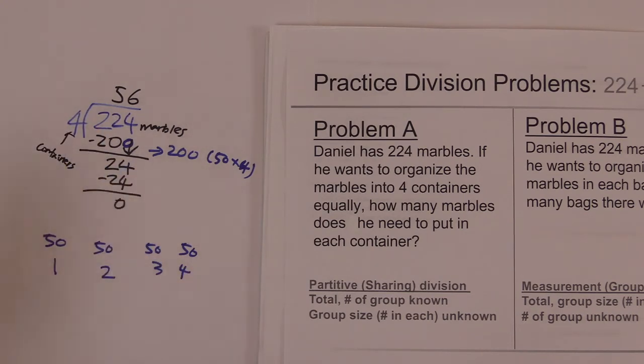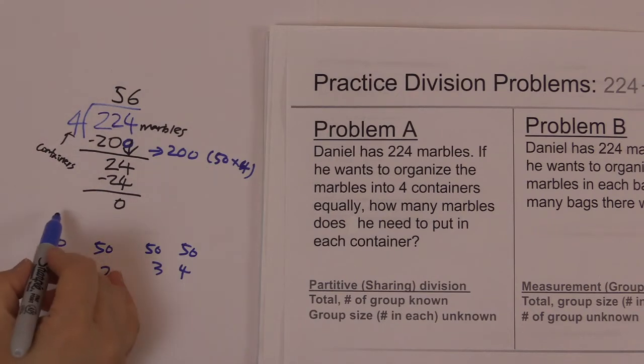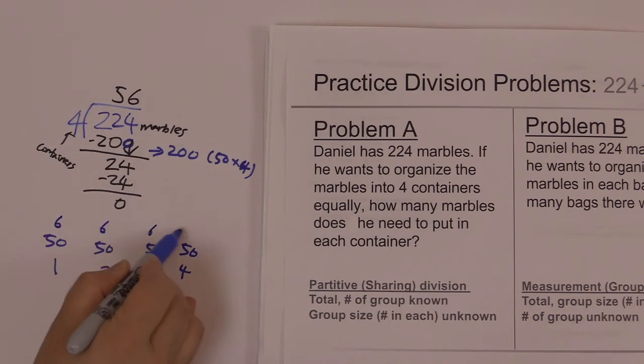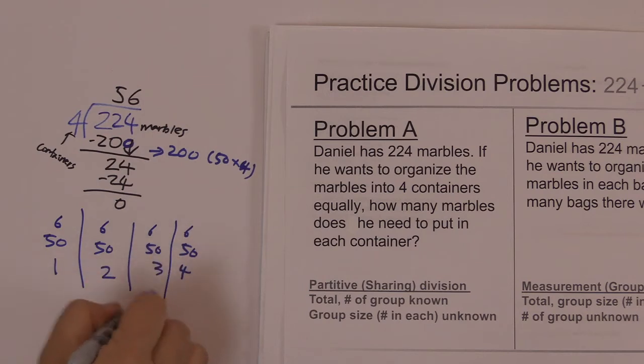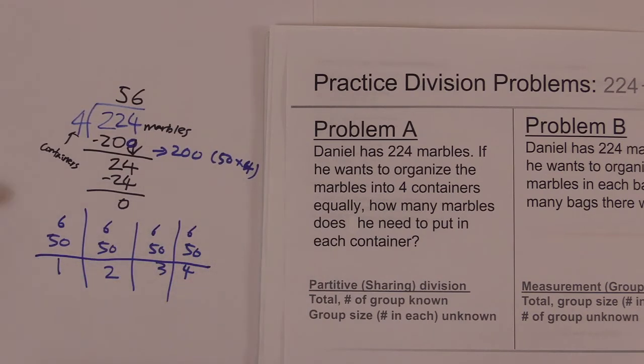And I have 24 left over. So I can put 6 more marbles in each container. So I know that each container has 56 marbles. That is my answer. This is what we are doing in here. But when you plug in the context, 4 containers go into 224 marbles, I don't think it makes sense to me. It sounds really weird. It's very difficult to think about what it means. What we are doing in the division is not clear when I use this context.